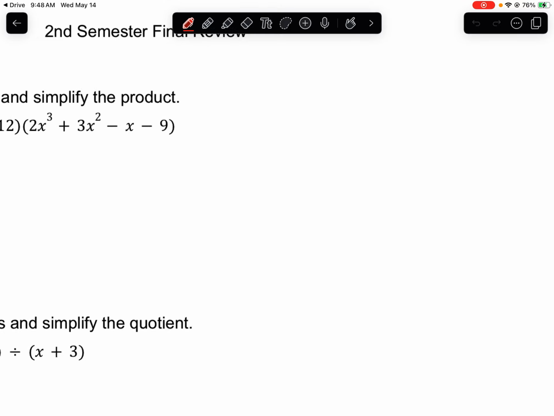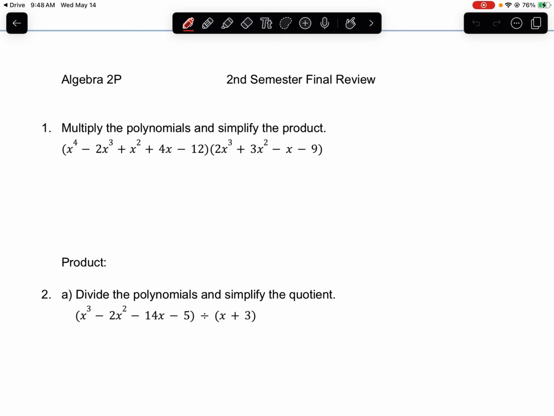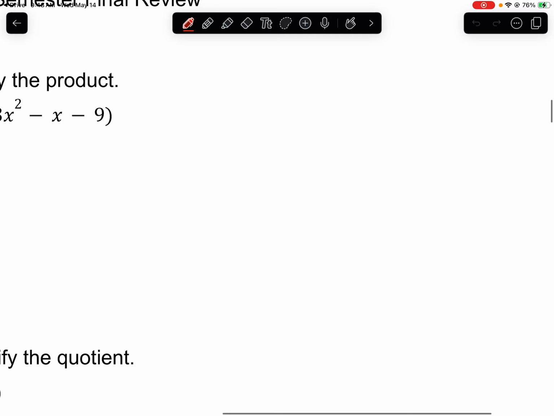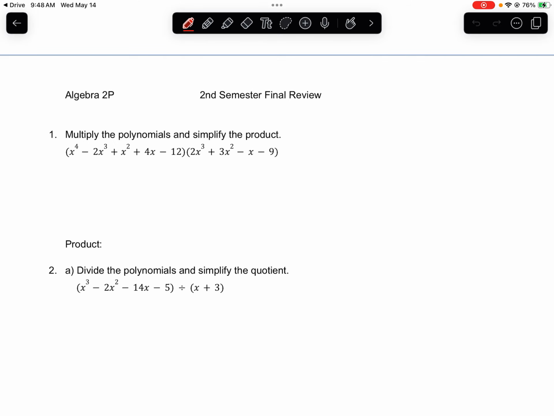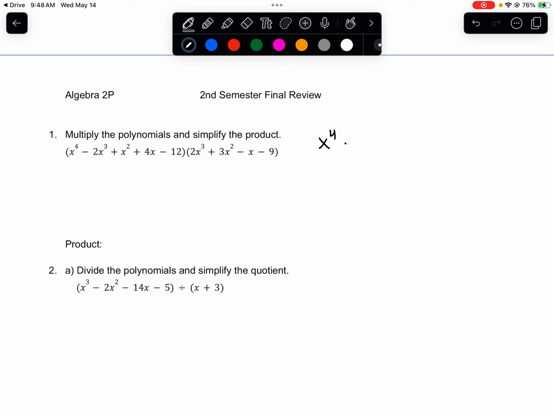So to multiply, use the box, especially when we're dealing with something like this. This is pretty long, so let me just write it. You have x to the fourth minus 2x cubed plus x squared plus 4x minus 12. And down the side you have, I'll use a different color, 2x cubed plus 3x squared minus x minus 9.